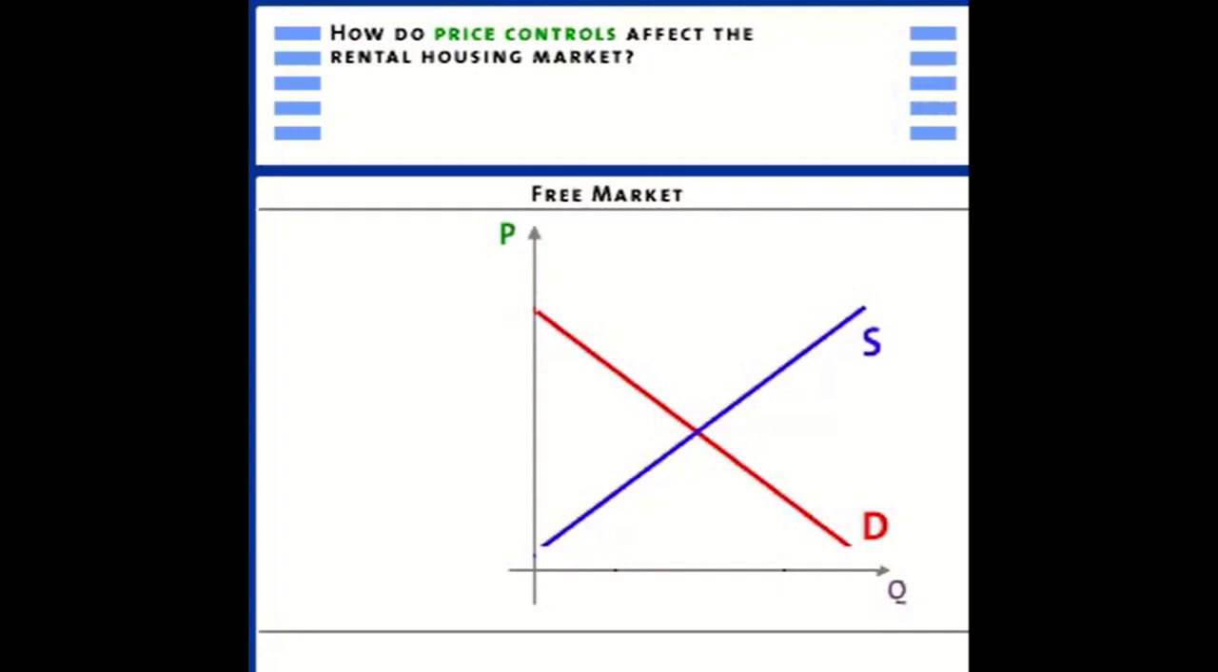The demand curve slopes downward, meaning fewer people are willing and able to buy apartments or rent them as the rental price of apartments goes higher and higher. Suppose that a city votes to try to protect its low-income members by imposing a ceiling on the rental price of an apartment. We call this a rent control. So we put in a rent control at this level.